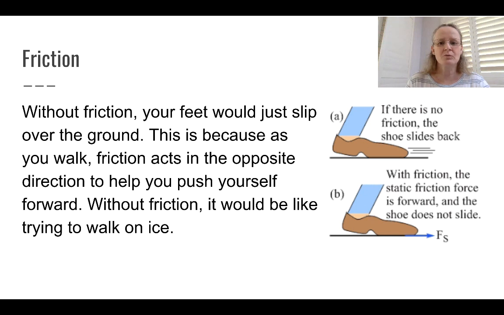Without friction, we wouldn't be able to walk. Our feet would just slip backwards and forwards over the ground, and it'd be like trying to walk on ice. And this picture shows that it's the static friction, that moment that our foot is in contact with the ground, a moment of static friction opposing the forward slipping or the backward slipping of our shoe on the ground. So without friction, we wouldn't be able to walk.